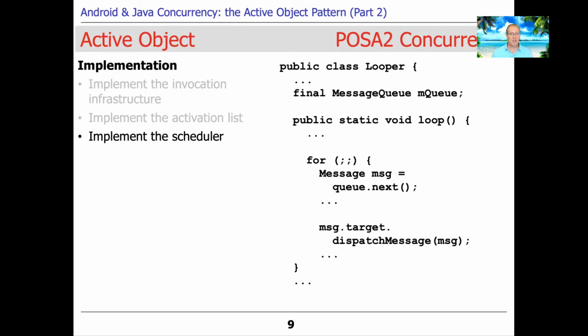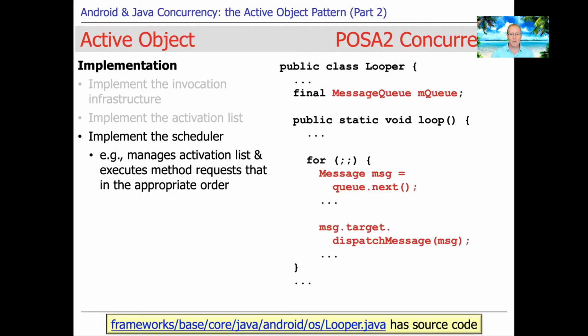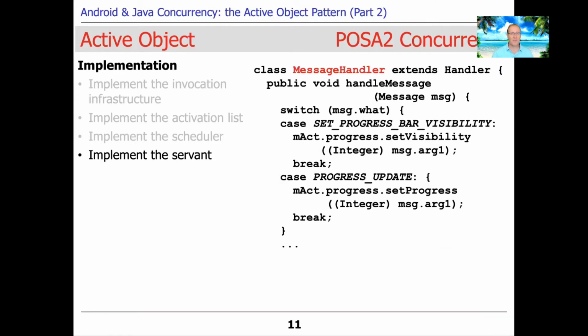Next, we need to implement the scheduler. That's done in Android by something called the Looper. As you can see here, the Looper is a class that contains a MessageQueue as its implementation field. It also has a method called loop. What the loop method does, and we talked about this earlier when we talked about command processor, is block on the message queue waiting for the next message or method request to show up. After the next request shows up, it goes ahead and dispatches that particular message. We'll see how that works in just a second. So that's what the scheduler part is in the context of the Android HaMeR framework.